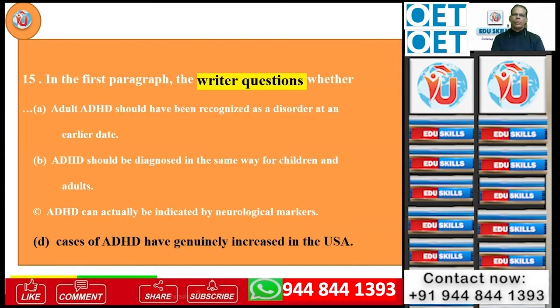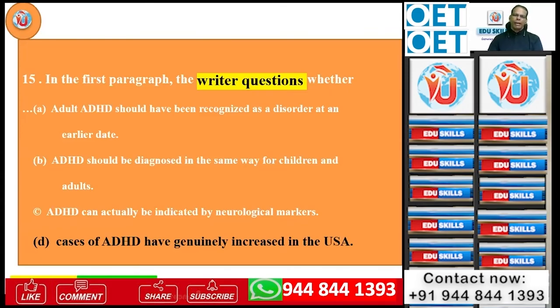Okay. So in the first paragraph, the writer questions, means there is a disagreement. The writer is not agreeing with the thing. He is questioning a particular aspect. The answer is cases of ADHD have genuinely increased in the USA. Okay. He questions whether cases of ADHD have genuinely increased in the USA.